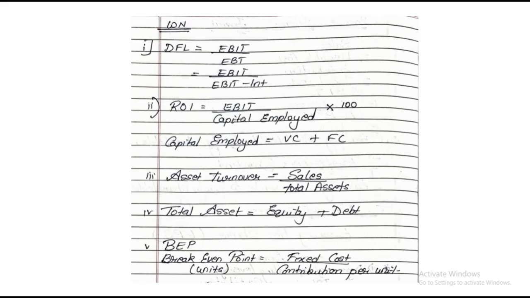Then there is something called ROI, which is EBIT upon capital employed into 100. Capital employed is nothing but variable cost plus fixed cost. Asset turnover is sales upon total asset. Total asset is equity plus debt. And break-even point is nothing but fixed cost upon contribution per unit, if they are asking you something to do with BEP in units. These are some additional formulas which can be very helpful while solving the reverse sum, when they give you the leverages and then ask you to find the income statement. These formulas can help as a support to get the answers. So see that you all note down these formulas too.